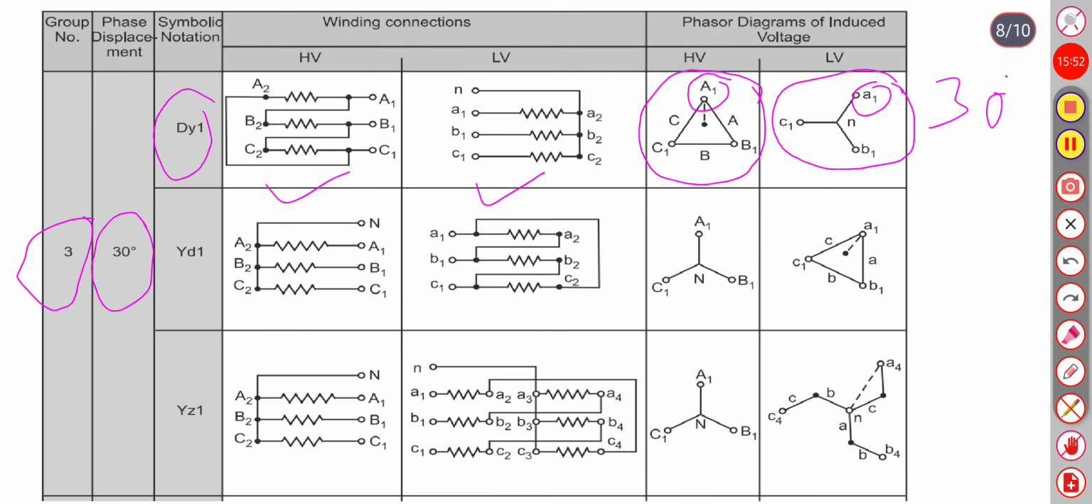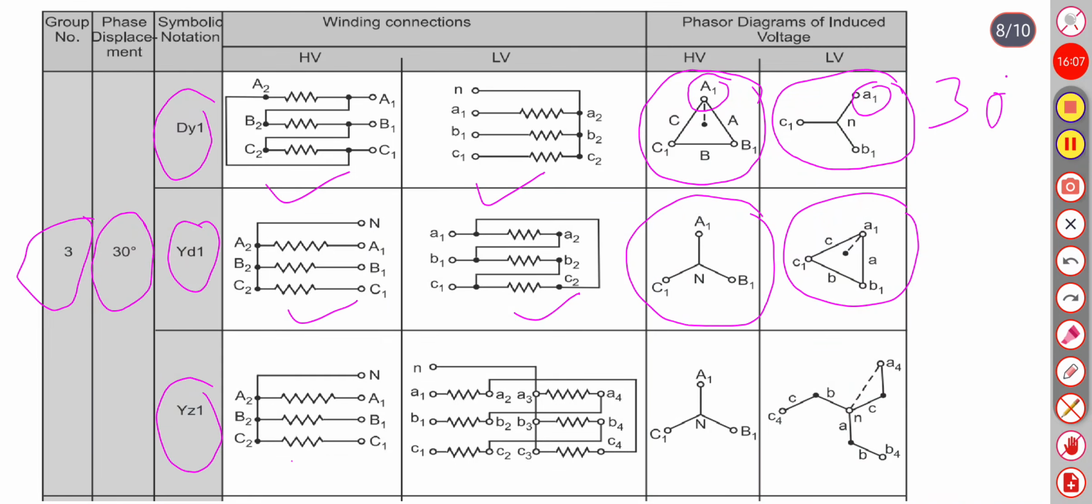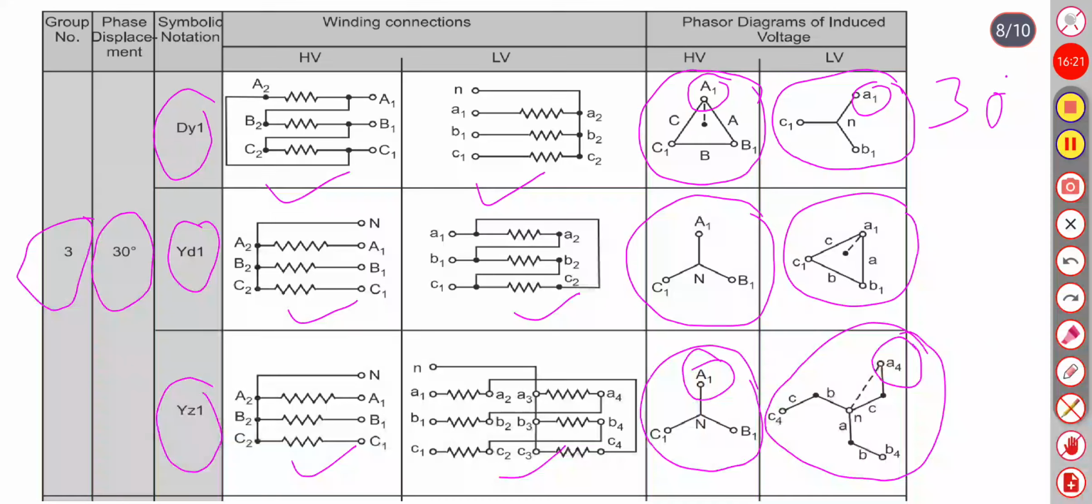YD1, HV winding in star, LV winding in delta, and the phasor diagram will be like this. YZ1, HV winding in star, LV winding in zigzag. The phasor diagram will be like this. This will be A1 and this will be A4.